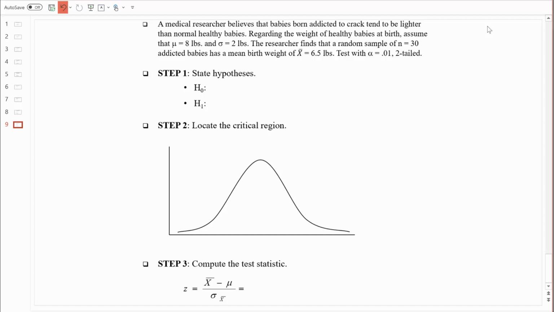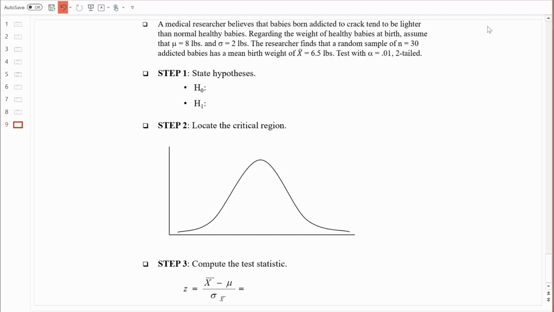And we were finding that those babies had problems, all kinds of problems. Well, one problem was that they were born lighter than average. And birth weight is a good predictor of overall health. So in general, you don't want to give birth to an underweight baby. Well, this research is about that topic. It says, regarding the weight of healthy babies at birth, let's assume that the population mean weight is 8 pounds and the standard deviation is 2.